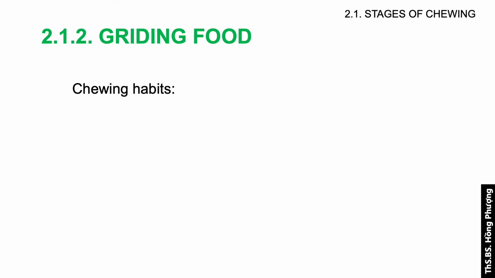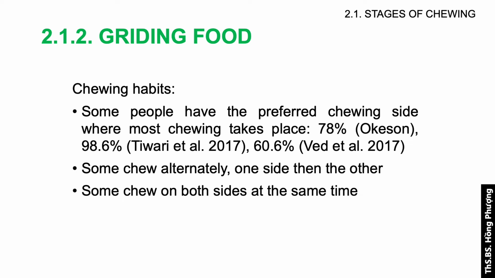The chewing habits are different from person to person. Some people have a preferred chewing side where most chewing takes place, and some other people chew alternately, one side then the other side. Some chew on both sides at the same time. In your opinion, which chewing habit is the most suitable? And why do people have differences in chewing habits?